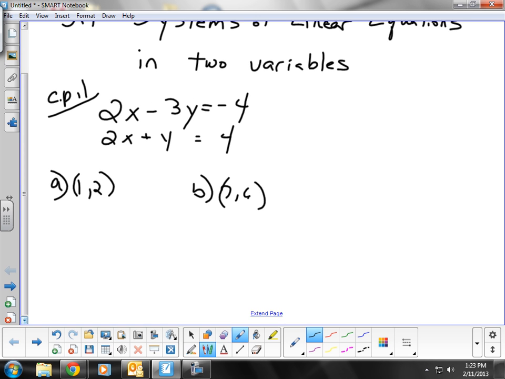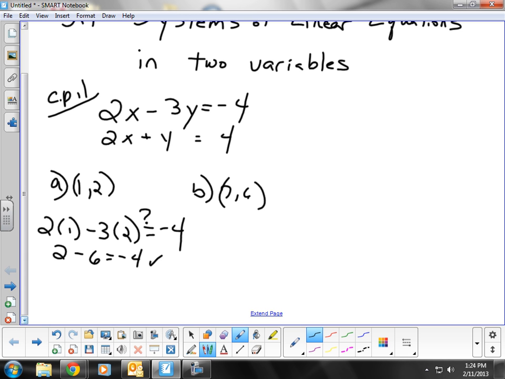So we can try the 1 and the 2. So I've got 2 times 1 minus 3 times 2. And my question is, is that equal to negative 4? So that's 2 minus 6. Yes, it is equal to negative 4. So it works for the first one. But remember, this is a system of equations. So for this to be truly a solution to the system, it not only has to work for one of the equations, it has to work for both of the equations.